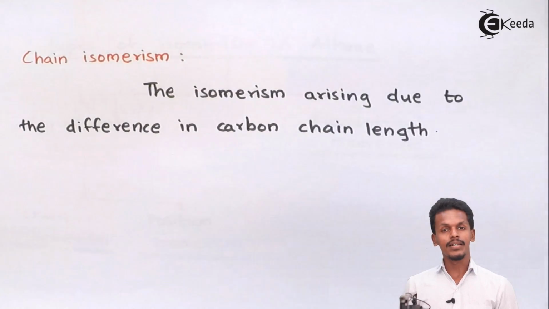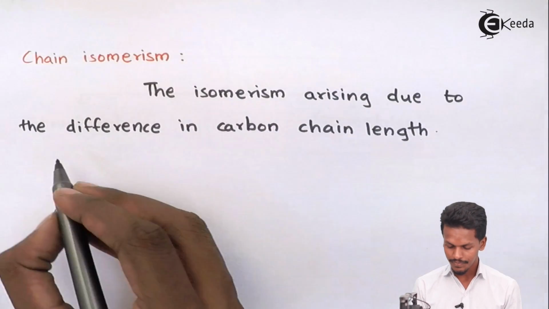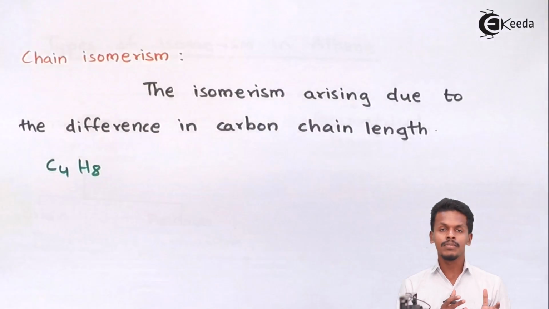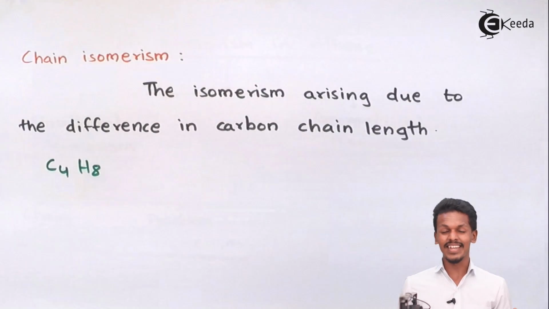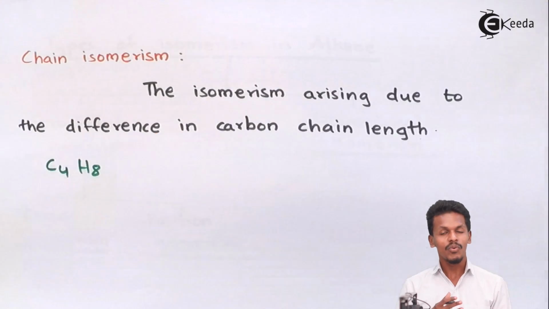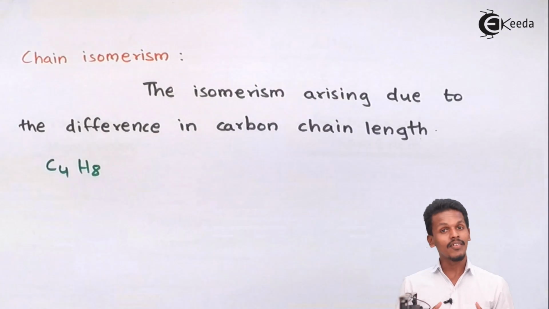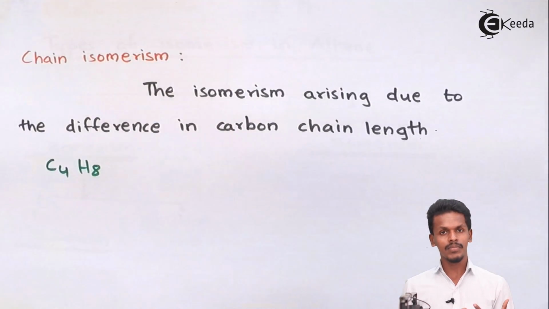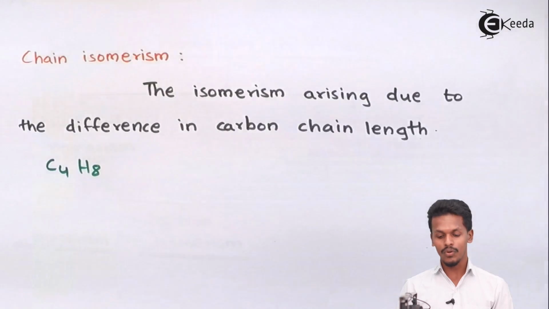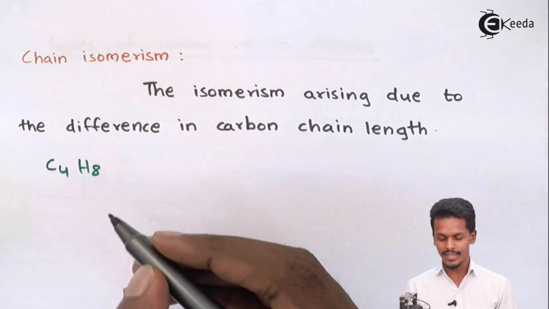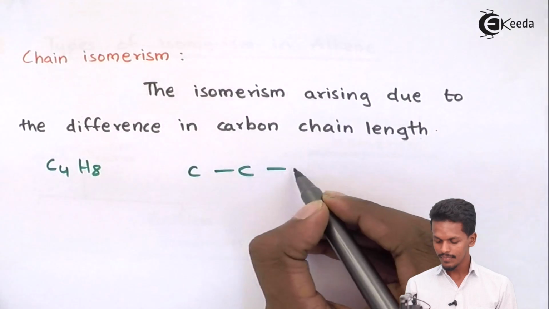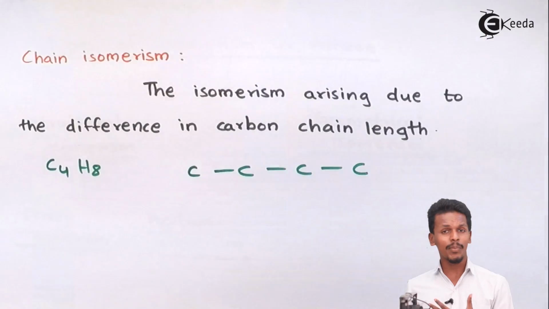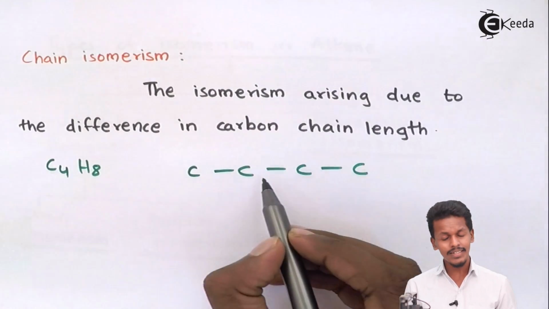Suppose we have a molecular formula C4H8. Since this formula obeys the general formula of the alkene, CnH2n, it would result in the formation of an alkene when we draw the structural formula. Suppose first we draw a normal chain for this molecular formula: 4 carbon atoms in a straight chain, and the double bond could be either at the first position or at the second position.